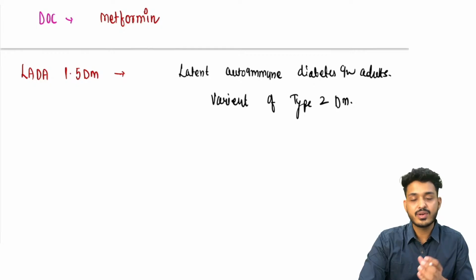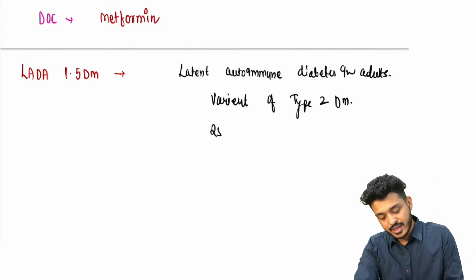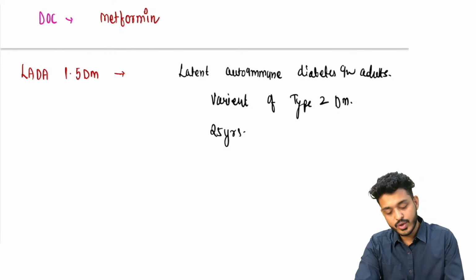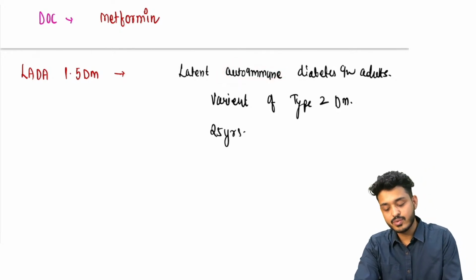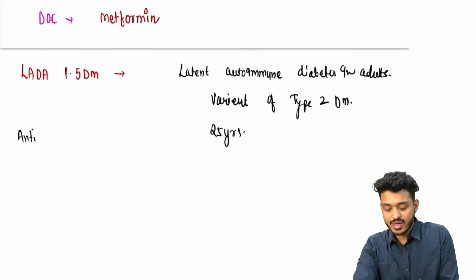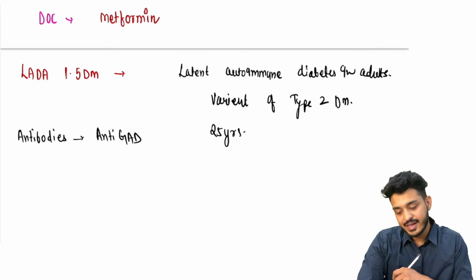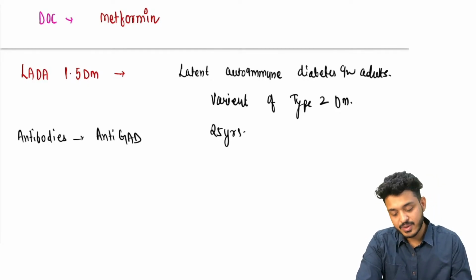But this particular entity is seen around the age of 25 years. Here also you will have autoimmunity, here also you will have antibody production. And what are the antibodies? This is the important question. Here you will have anti-GAD antibody. Anti-GAD antibodies are going to be responsible here, right? This is going to be the LADA.